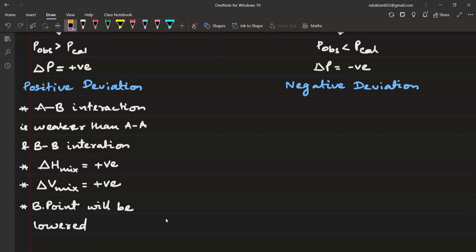Next is the case of negative deviation. In negative deviation, obviously it will be completely opposite. In negative deviation, we are getting less pressure. So less vapor pressure will be present because we will have less vapors when A and B are interacting. And A and B are having very good friendship. They are mingling with each other. A is not letting B get vaporized, B is not letting A get vaporized. So everything is in the solution and we have less vapors, right?